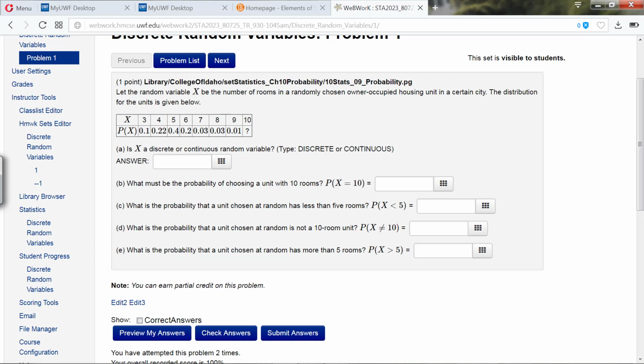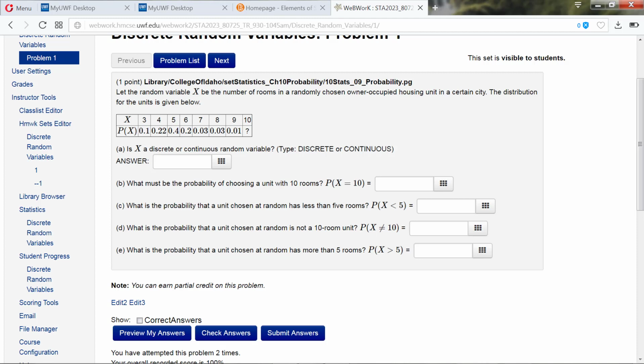The probability that x equals 7 is 0.03, or 3%. The probability that x equals 8, or that we have 8 rooms, is 3%. The probability that x equals 9 is 0.01. So the first question is, is x a discrete or continuous random variable?